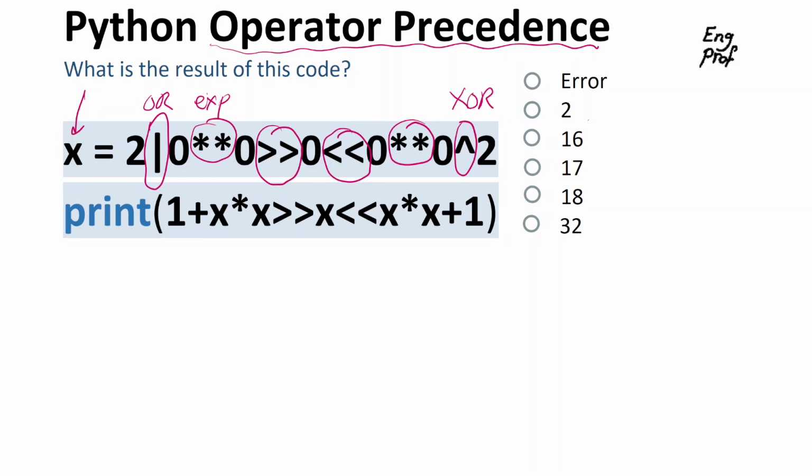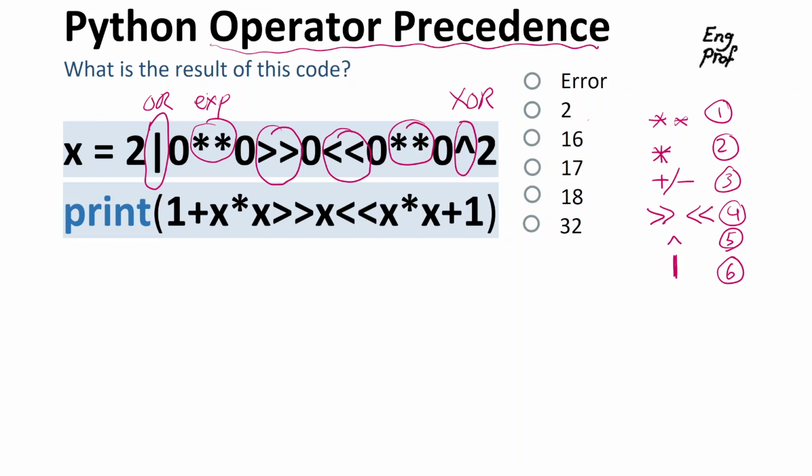Unfortunately, parentheses are not defined here, so we need to rely on the precedence of operators in Python. Exponentiation has the highest precedence among these. After that, multiplication, then addition or subtraction. After that comes bitwise shift left or right, then XOR, and finally OR. We have to follow this operator precedence in order to properly execute this declaration.